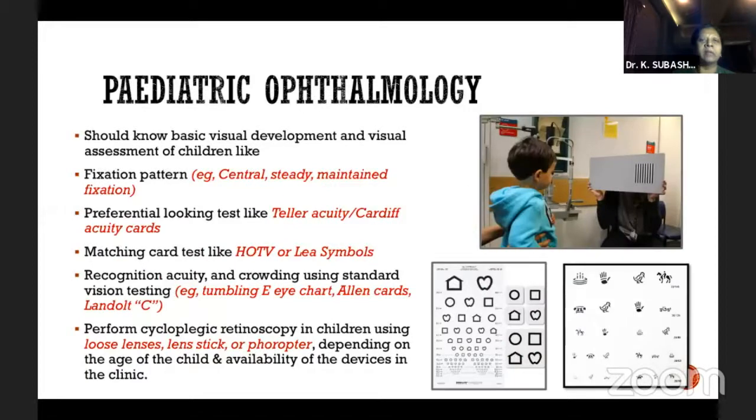In pediatric ophthalmology, they should know the basic visual development and visual assessment of children like fixation pattern, the CSM, the preferential looking tests like Teller acuity and Cardiff acuity cards, matching card tests like HOTV or LEA symbols, recognition acuity and crowding using standard vision testing, and then perform cycloplegic retinoscopy in children using loose lenses, the lens bar or the phoropter, depending on the age of the child and availability of the devices in the clinic.